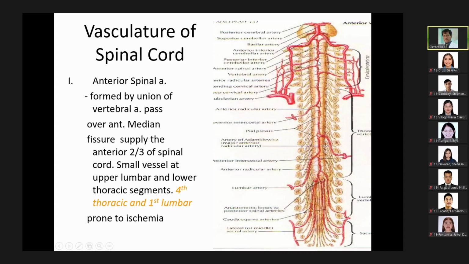Now the blood supply to the spinal cord will come from your spinal arteries, anterior and posterior. I mentioned the anterior spinal artery is formed by the union of branches coming from the two vertebral arteries. The two branches will unite as a single artery, and this anterior spinal artery you will find lodged in a depression in the ventral surface of the spinal cord, known as the ventral median fissure. That's where you will find the anterior spinal artery.